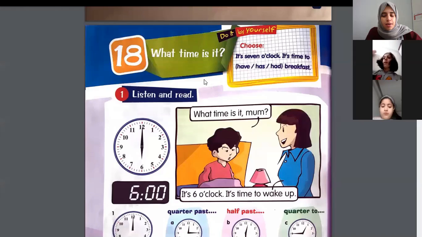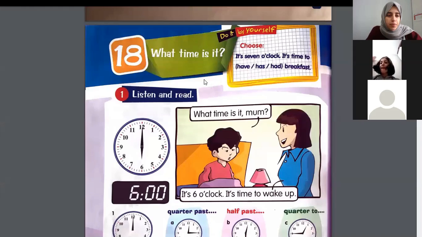Lesson 18 on page 36 is about time. So we're going to learn some ways we can read time. For example, in Arabic, the way you read time is different from the way you will learn how to read time in English today. We're going to read the numbers of the time.